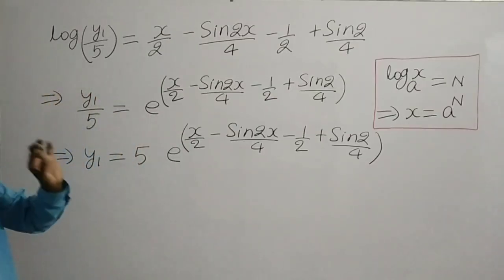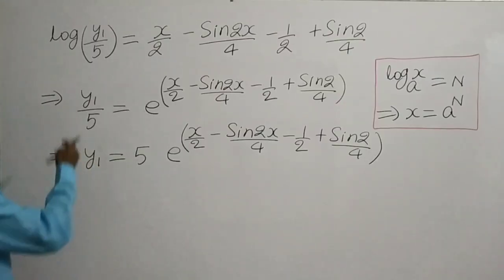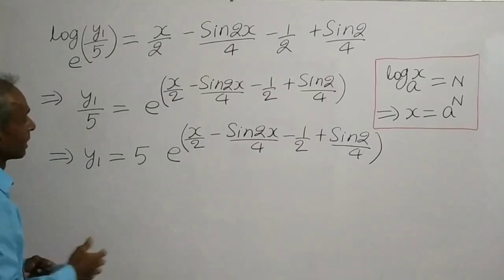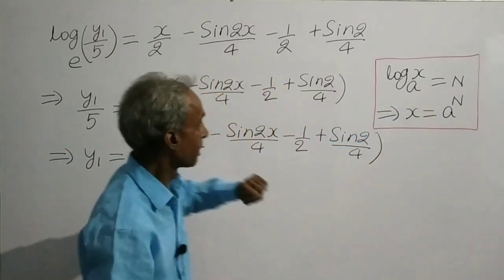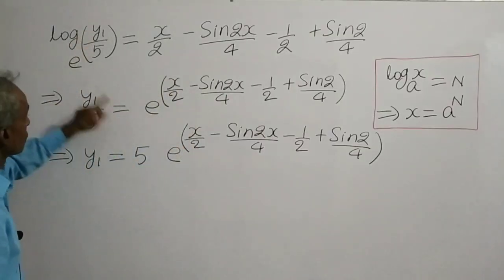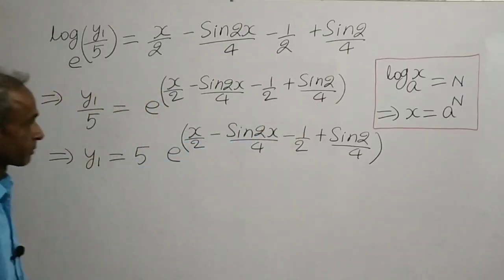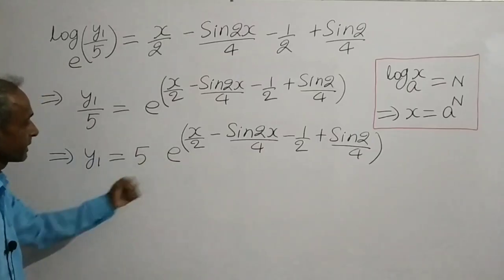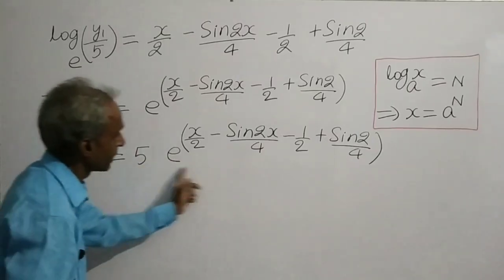Here it is understood that base of logarithm is e. Now by applying this formula, we can write y1 by 5 is equal to base to the power this. Shifting this 5 on the right hand side, we get y1 is equal to this.